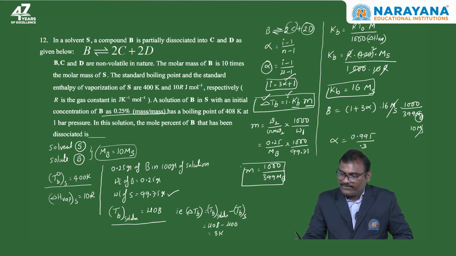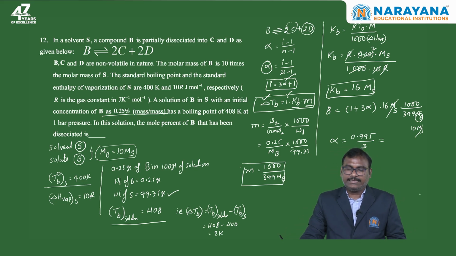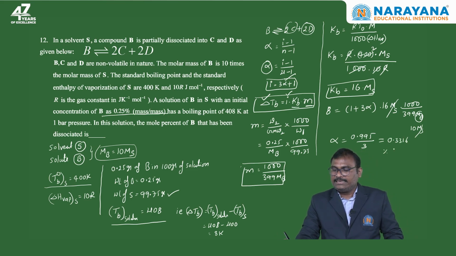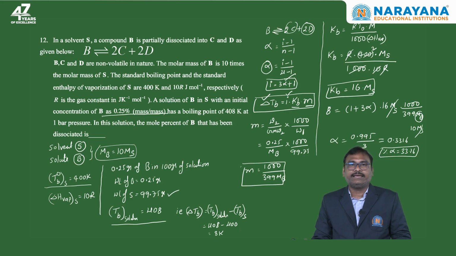Then percentage of alpha, you will get that percentage of alpha, that is 0.3316 like this. Then percentage of alpha is equal to 33.16. We cannot get the value exactly like this. We are getting some range. The range must be required for this question, especially here.